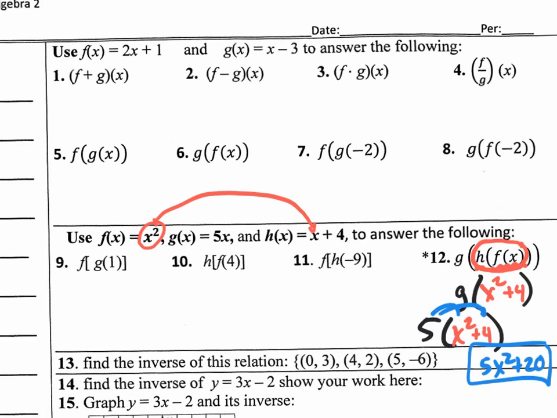So all you have to do is write the f of x function, the 2x plus 1, up on top. And on the bottom, you're going to write the g of x function, which is x minus 3. And that's it. That's your answer. It's like a free point right there.